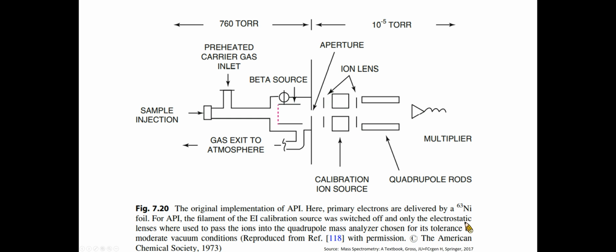This diagram shows the internal structure of an API source. The ionization is operated under the ambient pressure, 760 torr. On the other hand, the mass spectrometer is operated under vacuum or low pressure to avoid unnecessary interactions between ions. In addition, the ionized molecules from the ionization source can be directed to the mass analyzer.